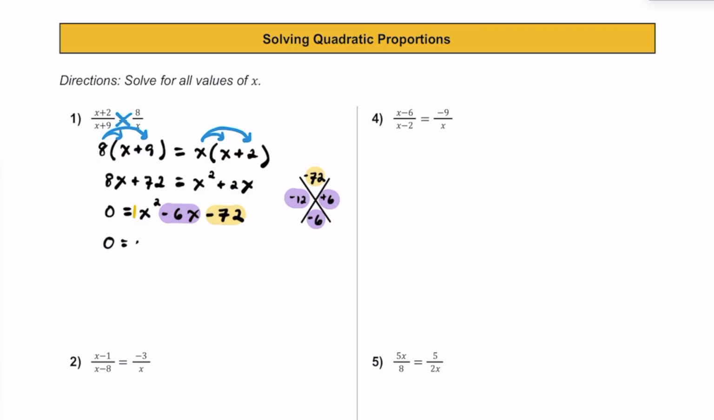It's going to be 1x squared, or just x squared, then minus 12x plus 6x, and then minus 72. Notice here we really just broke up that middle term, this negative 12x plus 6x, and now we're going to factor by grouping. So let's group the first two terms, then group the last two terms, then factor out by grouping.